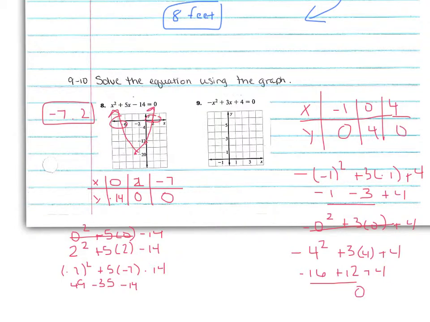And so when I plot those, I have -1, 0, 0, 4, 4, 0. And my vertex is at approximately 1.5, 7.25 is where it appears to be. Or 6.25. About right there. And then you draw on your parabola, and your answer is -1 and 4, because those are where they cross the x-axis.